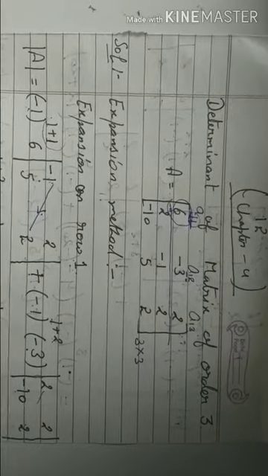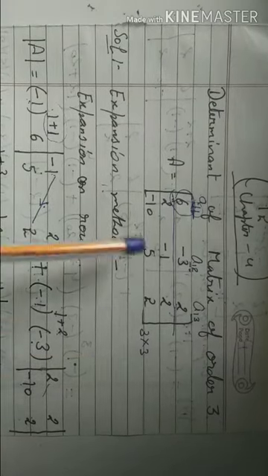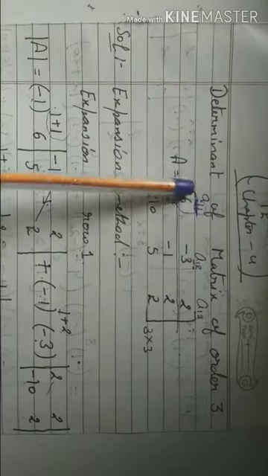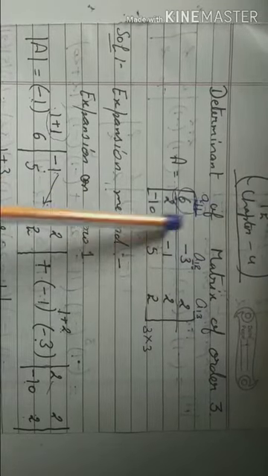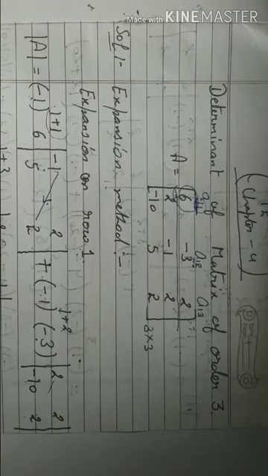Jai Hind to all. Our chapter number 4, determinants, is going on, and today we discuss how to find the determinant of a matrix of order 3 by 3. If A is any given matrix of order 3 by 3, we have 3 rows and 3 columns. It means first row, second row, third row, and first column, second column, and third column. Clear?